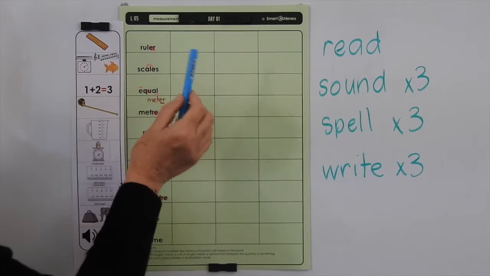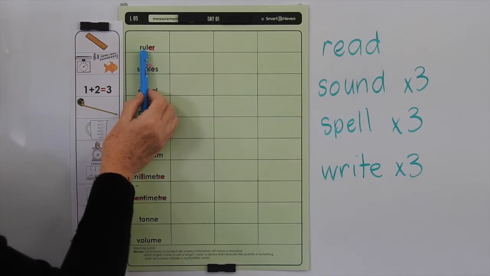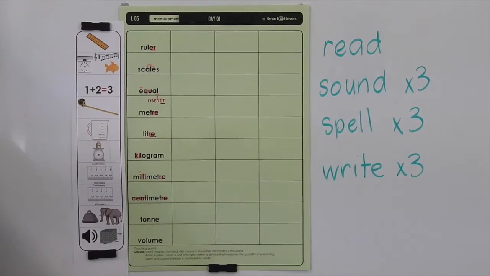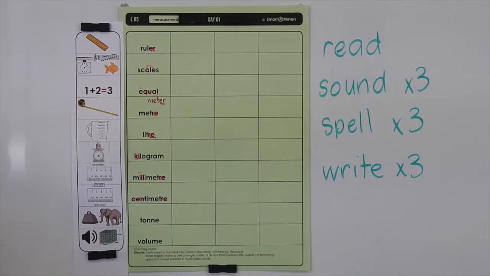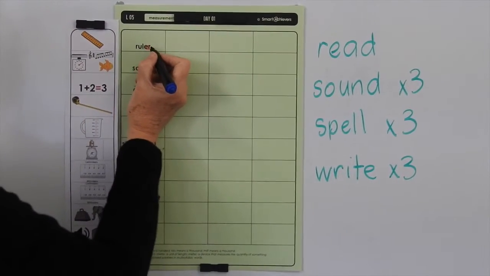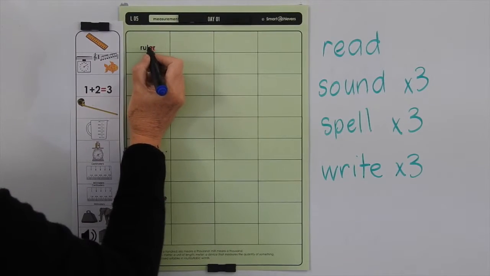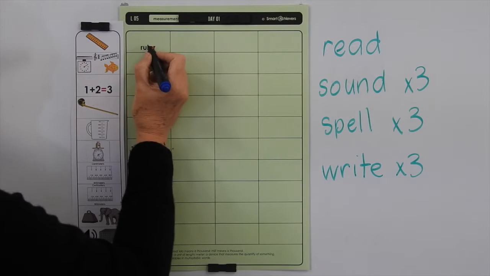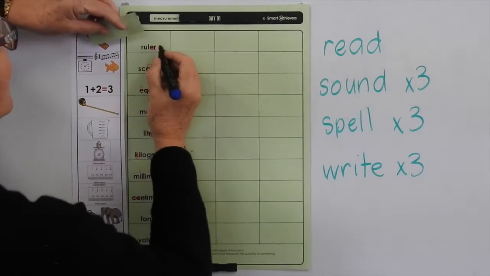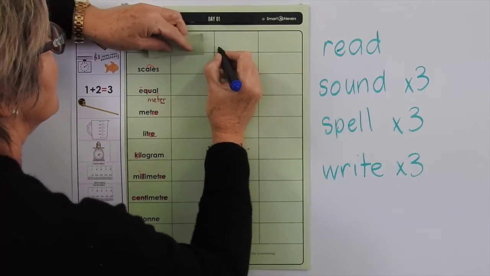So let's read the word, sound the word, and spell the word. You've got ruler. Let's cover that and write it 3 times. Ruler, ruler, ruler. R-U-L-E-R. Cover it and write it 3 times.